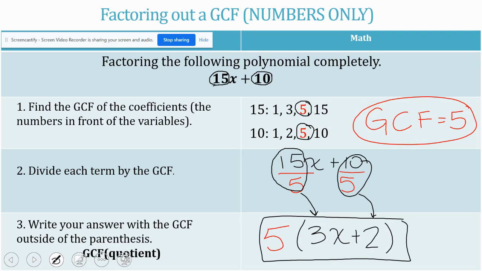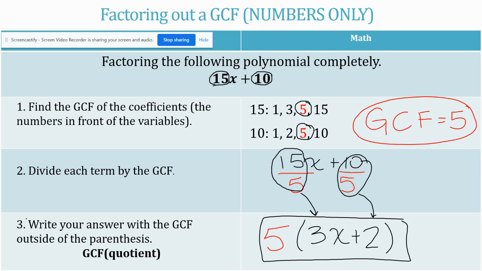A really quick way to check your answer is to just distribute and see if you end up with what you had in the first place. So if we were to distribute, which you don't have to do, this is your answer, but to check your work, if we distribute this 5 times 3x gives us 15x, which is what we started with up here. And then 5 times 2 gives us 10, 15x plus 10. So if we were to distribute this, we would get the same thing. We know that we have the right answer.